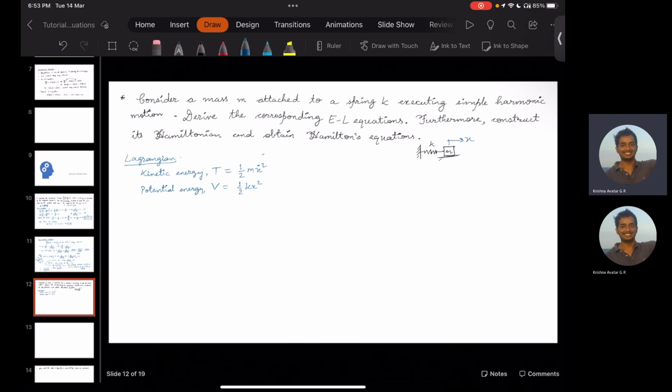And as we had learned in the review, the Lagrangian L is given by T minus V, which is half m x dot squared minus half kx squared, right? So we have determined the Lagrangian. Now let us determine the EL equations.